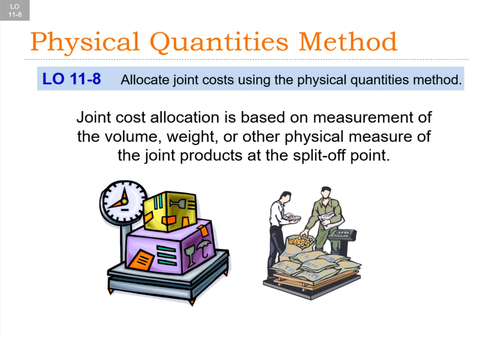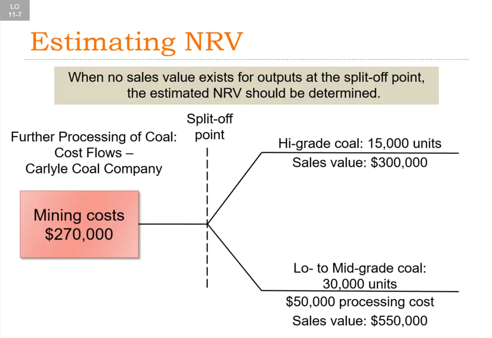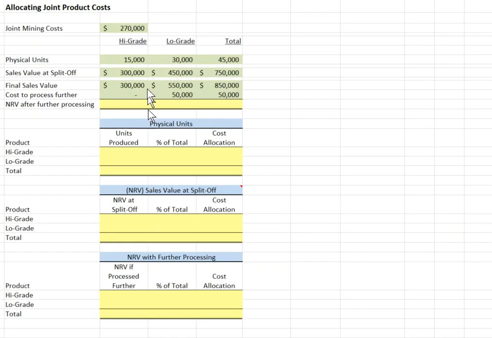We will begin by considering the allocation of joint product costs using a physical quantities method, where the joint cost allocation is based on a measurement of volume, weight, or other physical measure of the joint products at the split-off point. Here's the information given for our problem. We're told that we have 15,000 units or tons of high-grade coal, 30,000 of low-grade coal, and the relative sales values at the split-off points. Let's go ahead and do this using our physical units. We begin by picking up the number of tons for high-grade coal. 15,000 was given, 30,000 for low-grade, for a total of 45,000 tons.